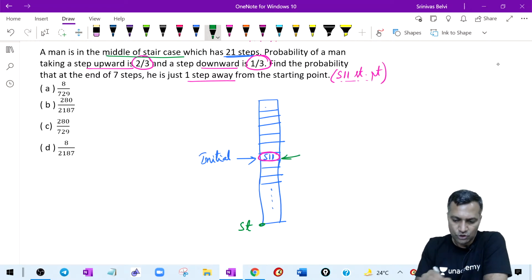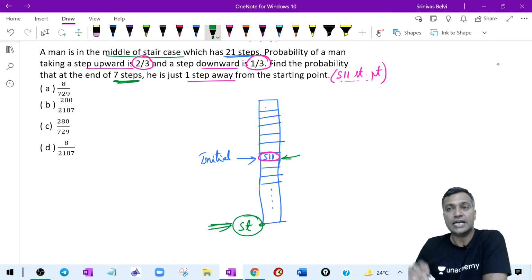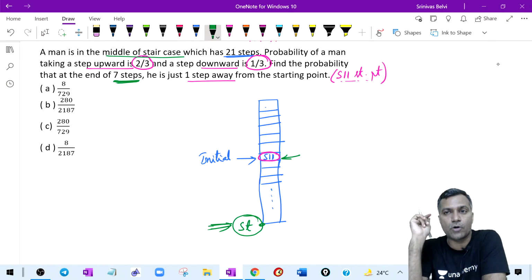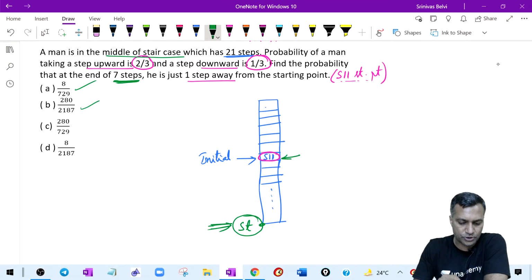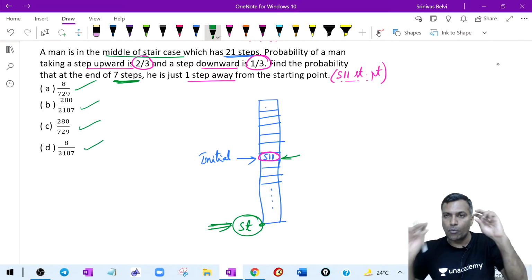That's where you are. So after taking 7 steps, is it possible that you will be 1 step away from the starting point if you think that the starting point is the bottom? If you take 7 steps from there, is it ever possible? Not possible. It becomes an impossible situation, but none of the answer options suggest that it's impossible. So therefore, auto-correct it.